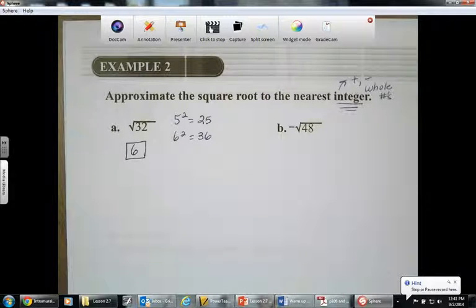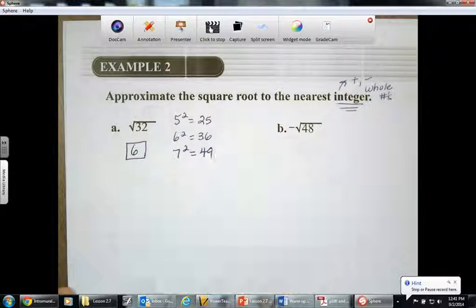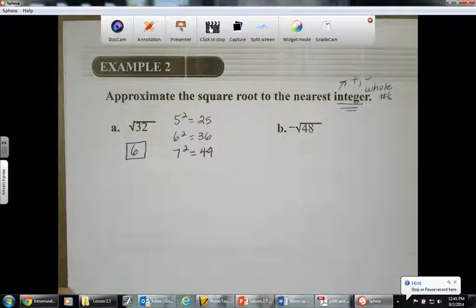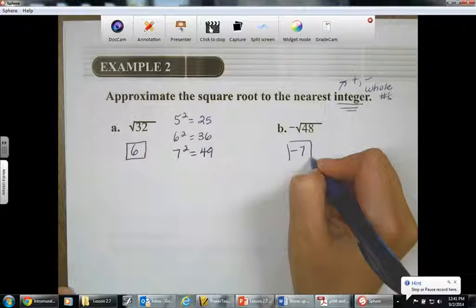Okay, so if I'm looking at letter B, and they're saying the negative square root of 48, and I say, okay, well, 7 squared is 49. Well, the square root of 48 is really close to 49, and I want the negative, so my answer is going to be negative 7. And that's what they're wanting there.